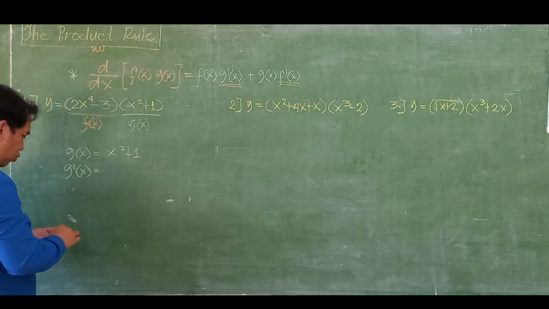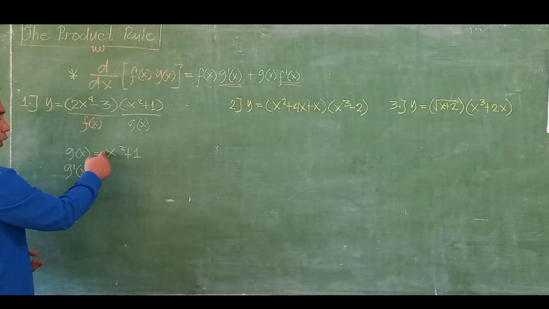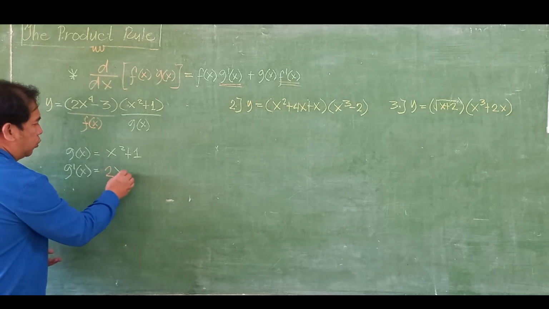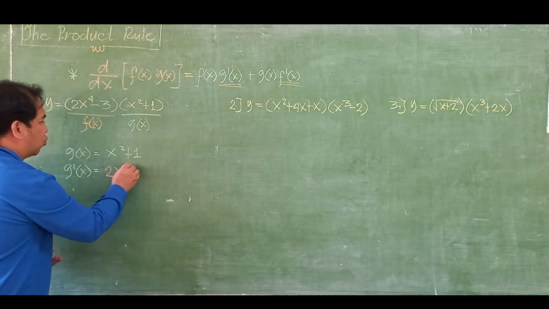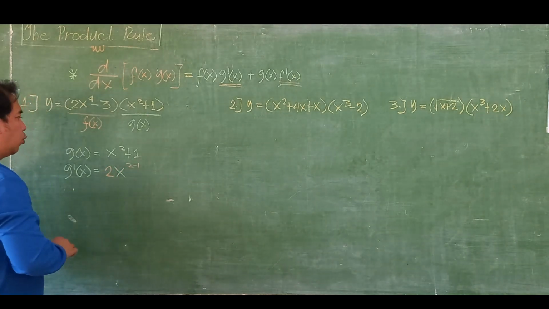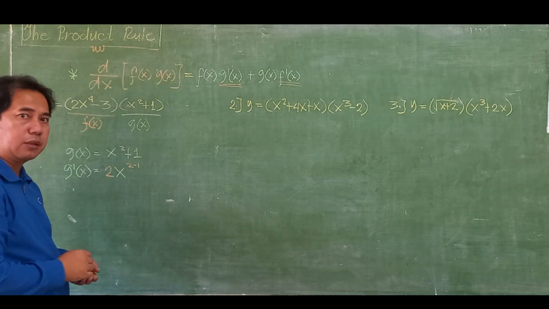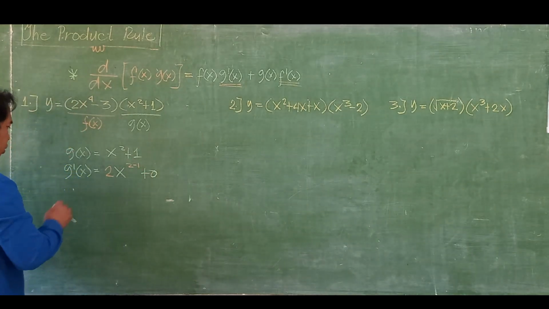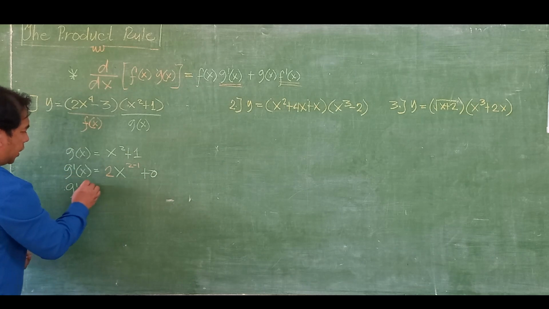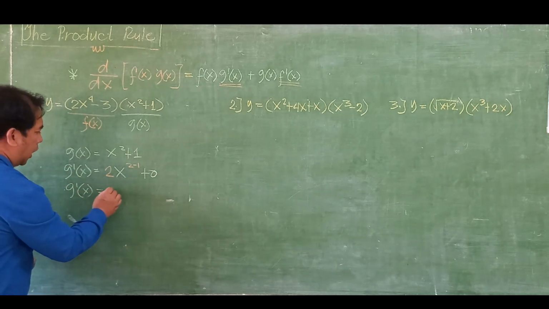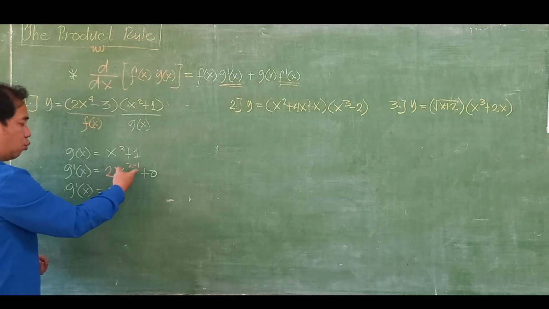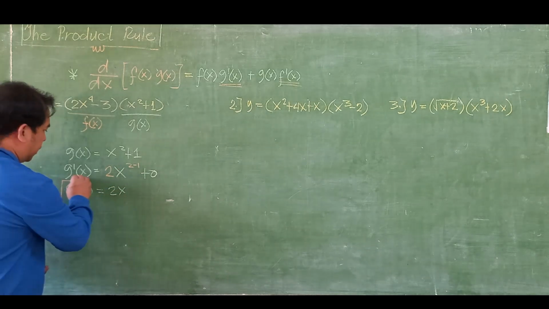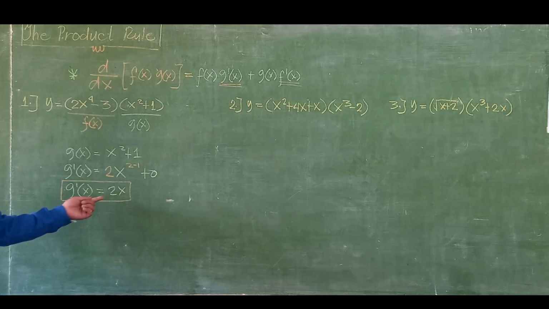So what are we going to do? We put the exponent again as the numerical coefficient of x. So we have 2x. Of course, this is the same as 2 minus 1. And what did we say about the derivative of the constant? The derivative of the constant is 0. So what is your g prime of x? The g prime of x is 2x raised to 1, or just 2x plus 0. G prime of x is 2x.